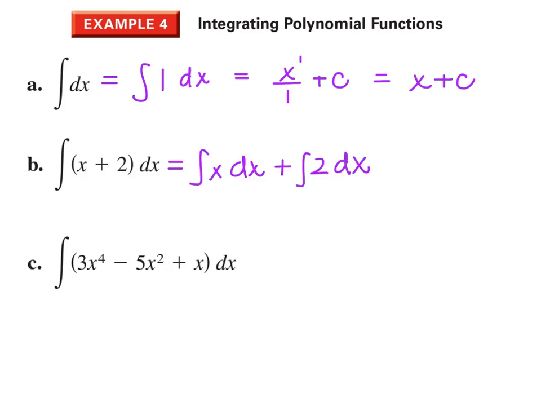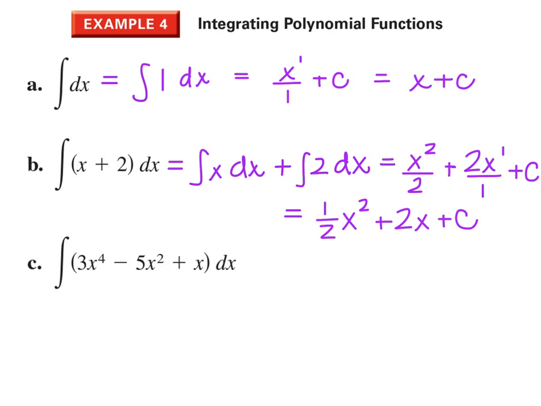So let's move on to this guy, so x plus 2. And so what I'm going to do here is I'm going to break up the x and the 2 and integrate those separately. And now what I do for this x to the first power is I add another power, put it over that same power that's up there, so over 2, and then I add an x to this 2, so it's x to the first all over 1. So I end up with 1/2 x squared plus 2x plus c.